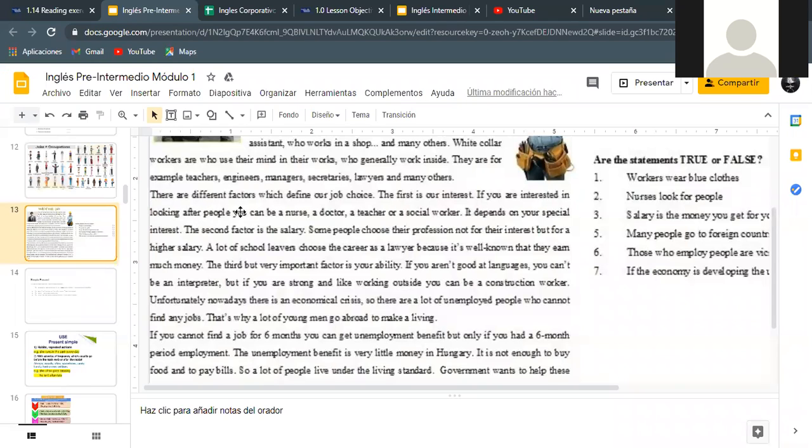There are different factors. What are factors? Factors. Very good. Factores. Which define our job choice. What is job choice? Opciones de trabajo. Opción de trabajo, good. The first is our interest. If you are interested in looking after people, what is to look after people?